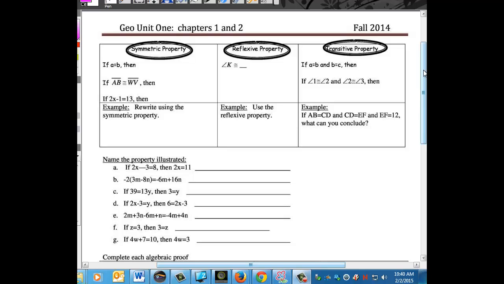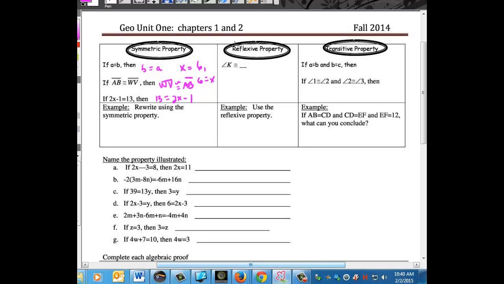The next property that we have is called the symmetric property. With the symmetric property, we can say that if A is equal to B, then B is equal to A. Where have we seen that in algebra? Well, if our answer was x is equal to 6, the answer could also read 6 is equal to x. So if segment AB is congruent equal to segment WB, then I can say that segment WB is congruent equal to segment AB.